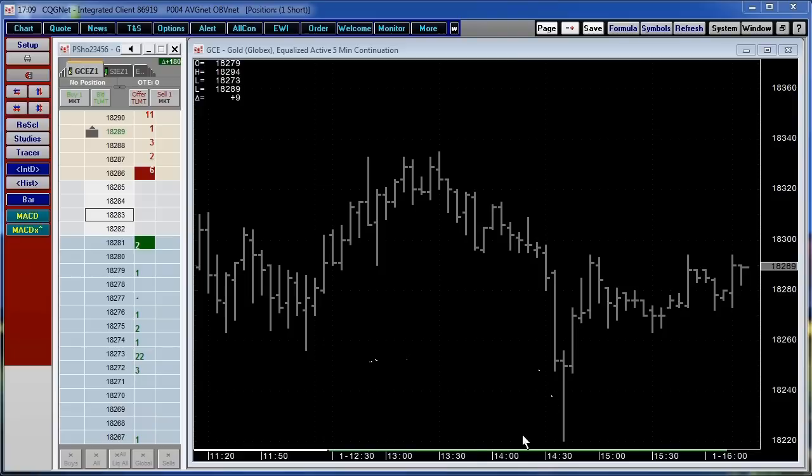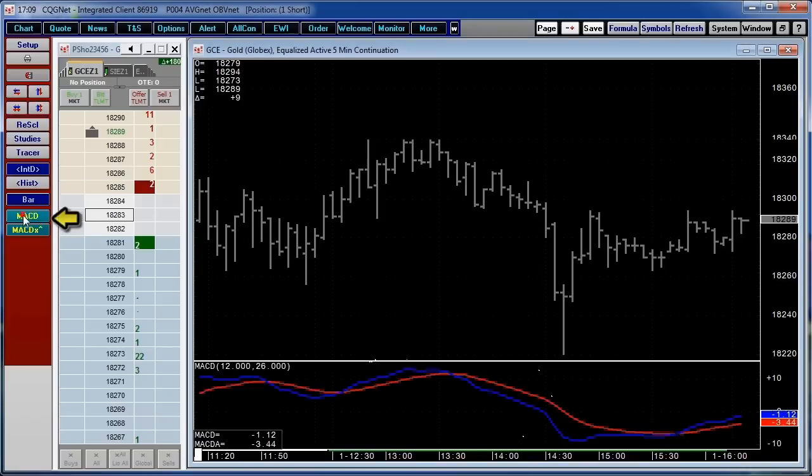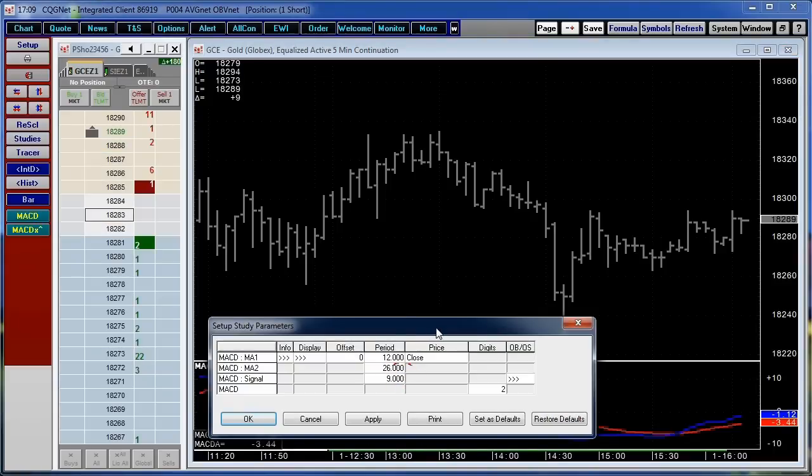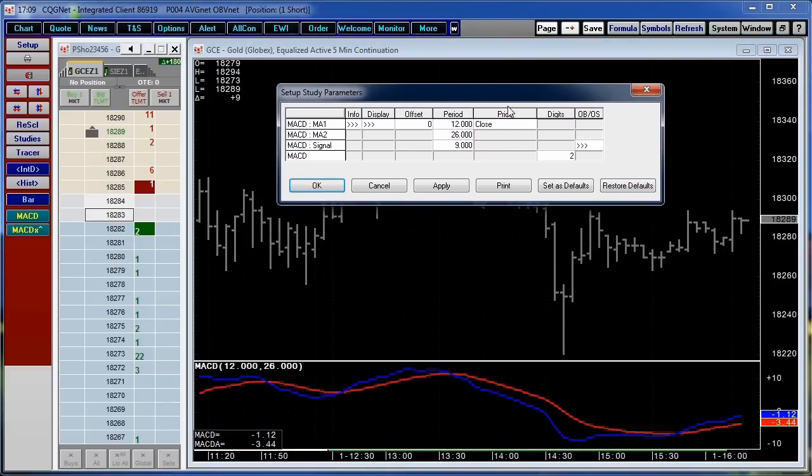First off, let's take a look at the MACD. I'm going to left click on the MACD button. It'll show two lines in the subgraph. If I right click on those and modify them, the formula for the MACD is pretty straightforward.